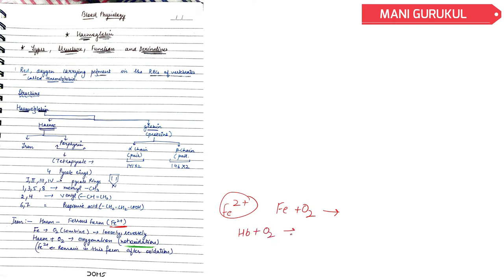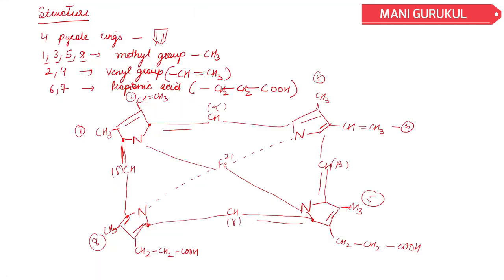Hemoglobin plus oxygen, what do we call it? Oxygenation, not oxidation. Why do we call it oxygenation, not oxidation? It is a generally asked viva question, because Fe2 positive remains in this form after oxygen binding. So we call it oxygenation.